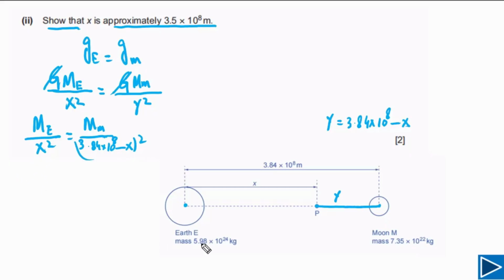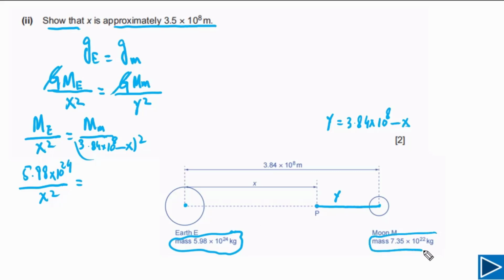The mass of Earth is given, and this is 5.98 times 10 to the 24, divided by x squared. And here we have the mass of the moon, which is given as 7.35 times 10 to the 22, divided by 3.84 times 10 to the 8 minus x, squared.